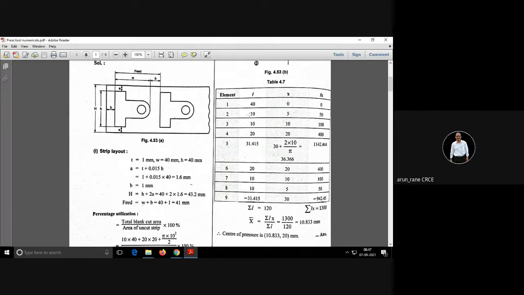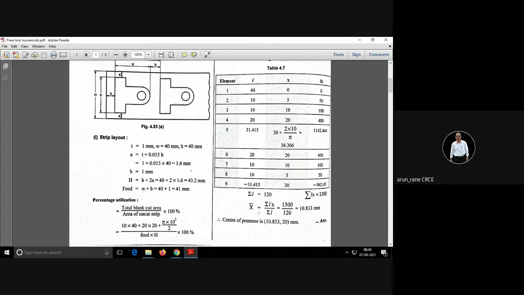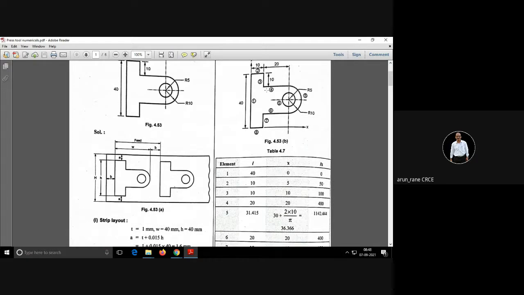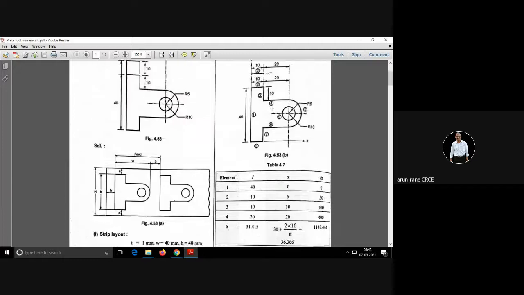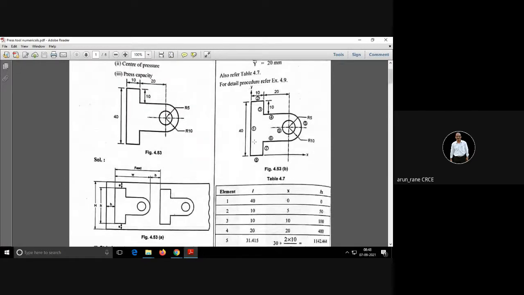अभी क्या करने का आपको? इसका सबका समेशन करना है, समेशन ऑफ L. इसका नहीं करना है. Then you have to do summation of Lx. Summation of Lx, ये कॉलम का समेशन करना है. And now you have to find out x bar. So x bar is 10.833. मतलब ये सारे का जो सेंटर ऑफ ग्रेविटी है, that is at a distance of 10.833 from this. So 10.833 means it will come somewhere here and it will lie on this line because it is symmetrical.